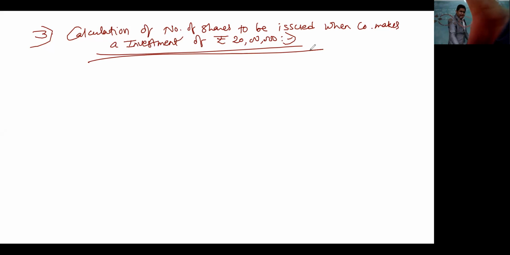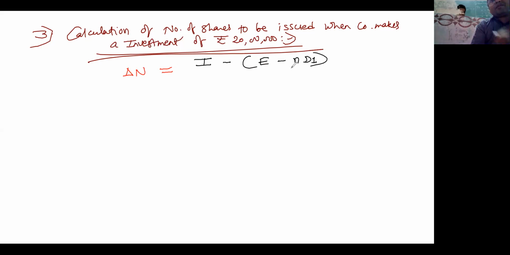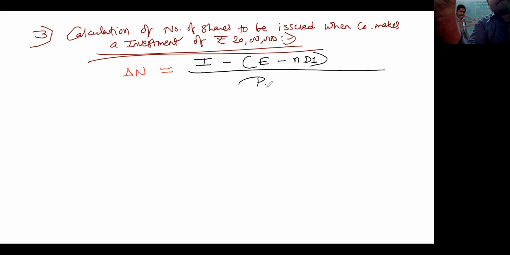Okay, so the formula for the number of shares to be issued I have already given you. It is very simple. How many new shares will we have to issue? So the change in n, the number of shares, is equal to I, that is investment, minus earning E minus N into D1, divided by P1. This is the formula that you all have to remember.